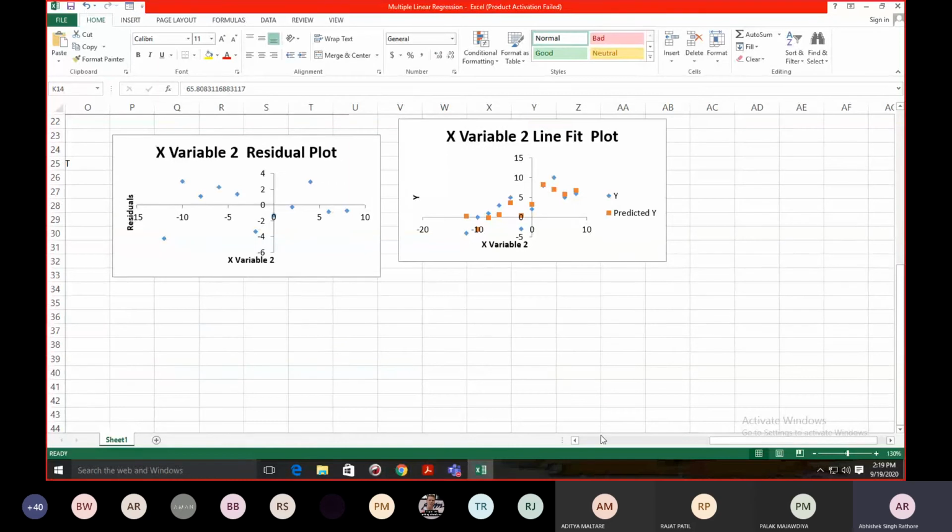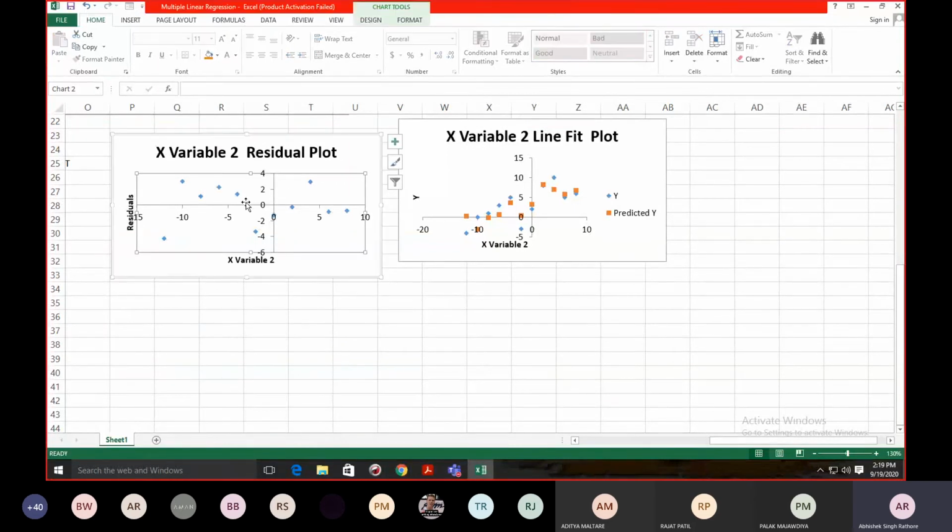Again, consider this plot. This is residual versus your x. What can you understand from this graph? Any responses from anyone? This is the x variable 2 versus residual plot.